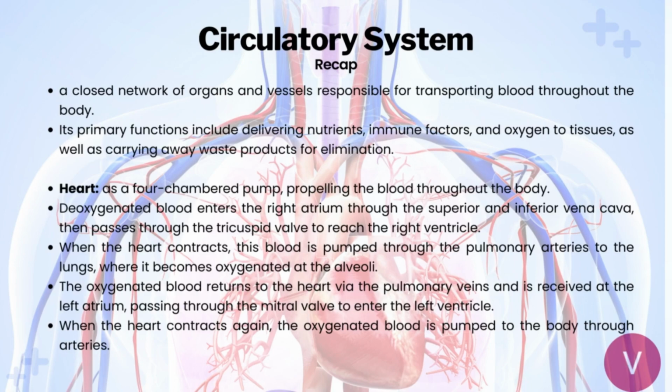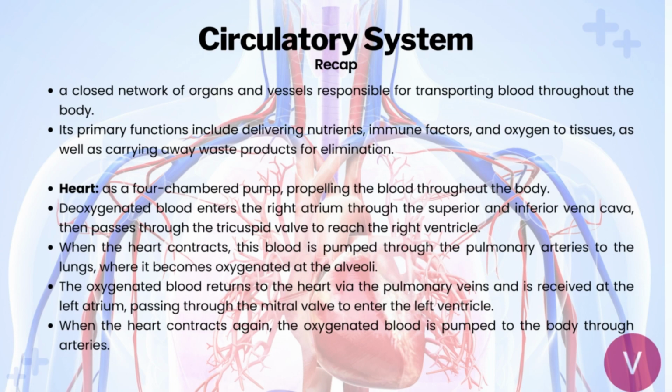The blood enters the right atrium through the superior and inferior vena cava, then passes through the tricuspid valve to reach the right ventricle. When the heart contracts, this blood is pumped through the pulmonary arteries to the lungs, where it becomes oxygenated at the alveoli. The oxygenated blood returns to the heart via the pulmonary veins and is received at the left atrium, passing through the mitral valve to enter the left ventricle.